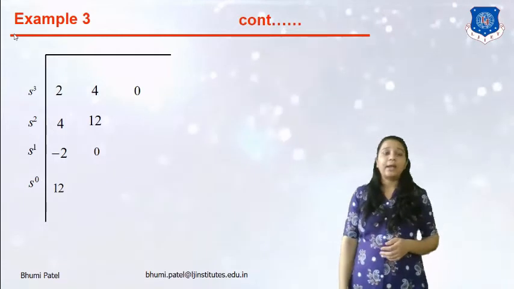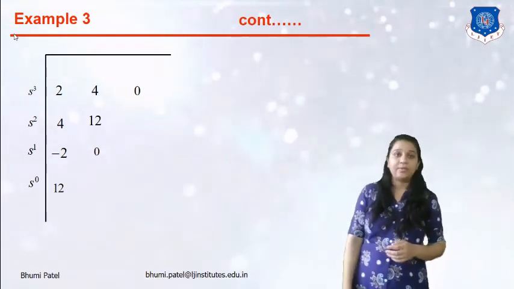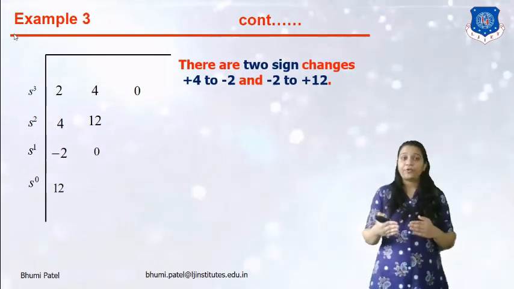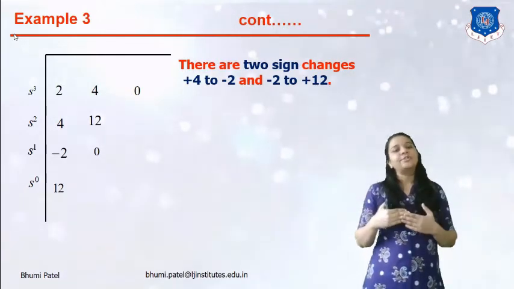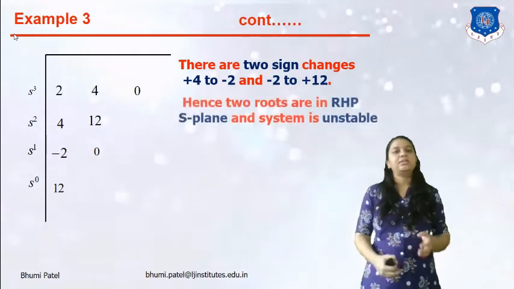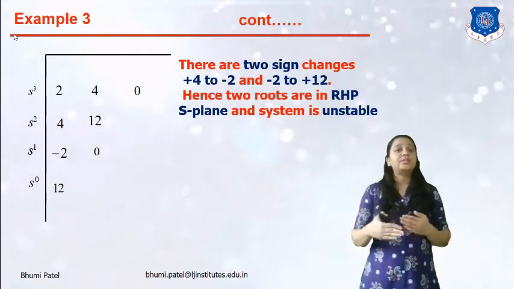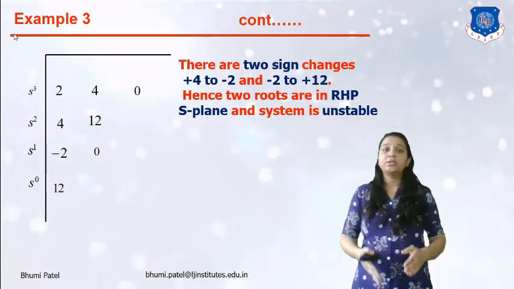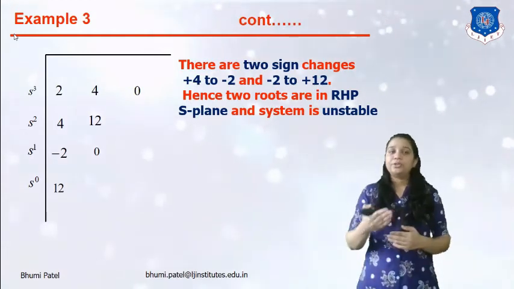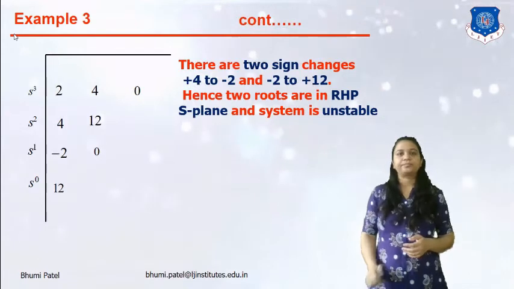Now the last condition is that we have to check the sign of the first column. Here you can see that the sign of the first column is not the same, because there are 2 sign changes, from plus 4 to minus 2 and minus 2 to plus 12. That means this type of system is unstable, because whenever 2 sign changes occur, that means 2 roots are located in the right hand side. So this type of system is known as the unstable system.